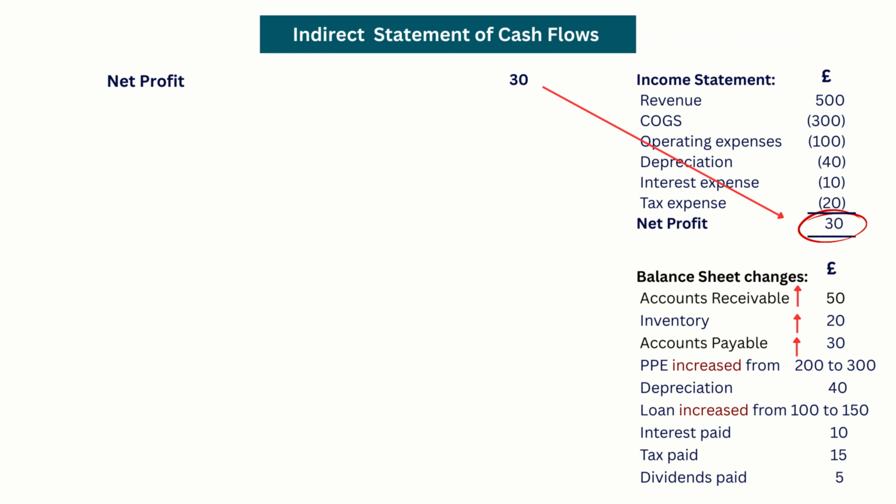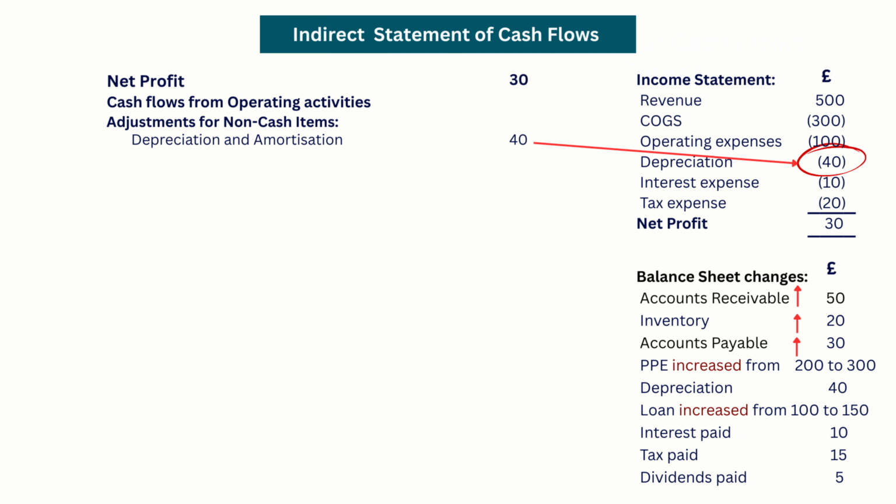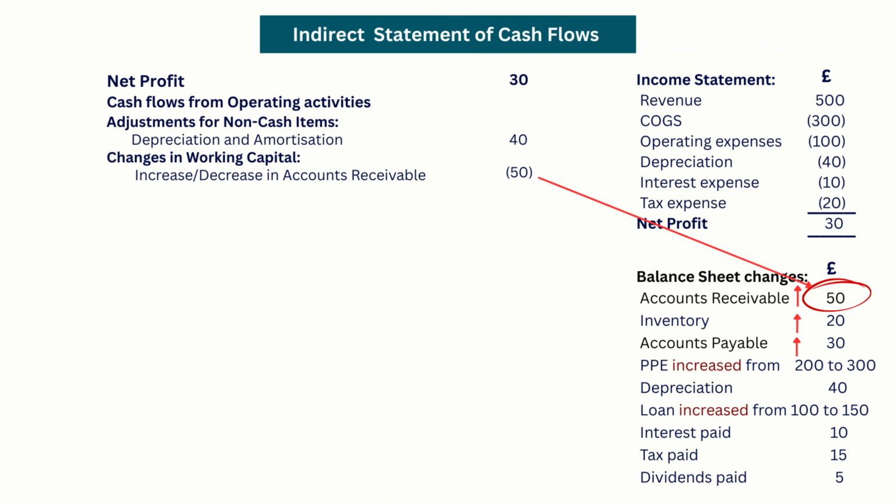Under the indirect method, we always start with net profit. Net profit is 30. Depreciation reduces profit but does not reduce cash, so we add it back. Depreciation is plus 40. Now we adjust for working capital movements. Accounts receivable increased by 50. If receivables increase, it means we made sales but haven't received the cash yet, so we subtract 50.